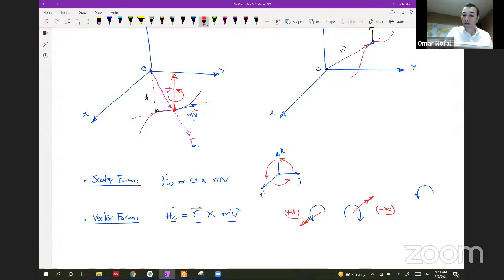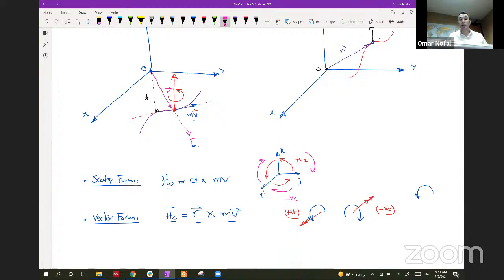But if you are going in this direction, this is positive, and if you are going the opposite direction like this, this will be negative. If you're multiplying I by K, it will give you negative J, and so on. Okay, so this is for the angular momentum direction.